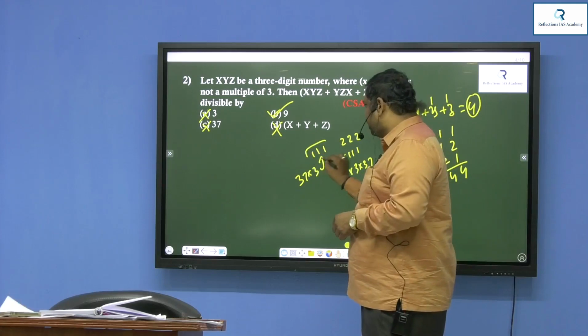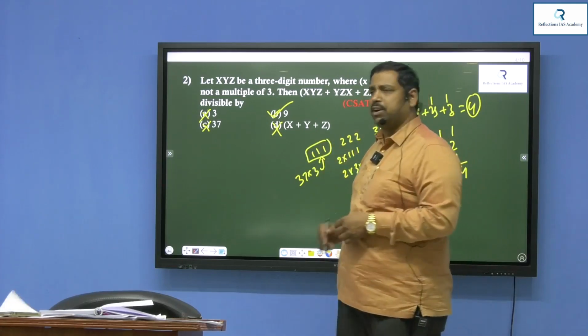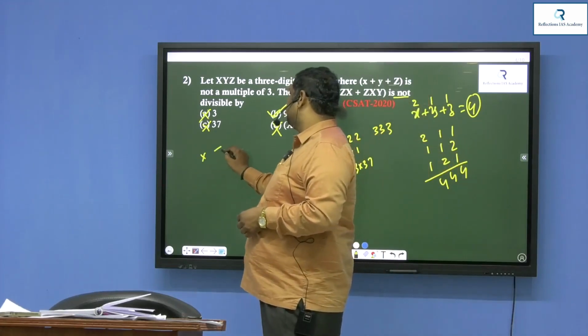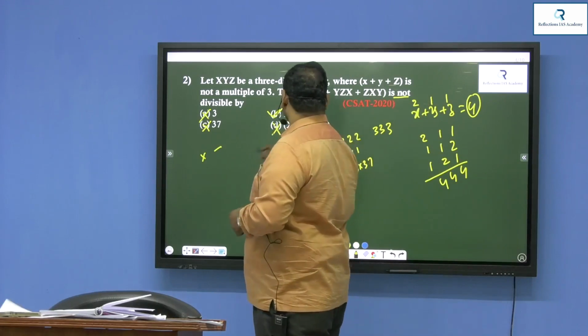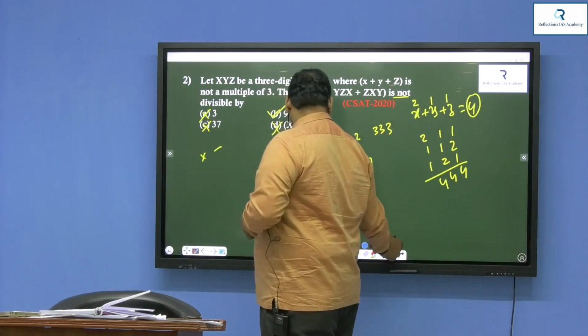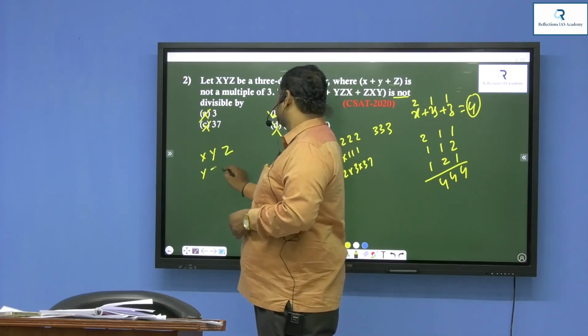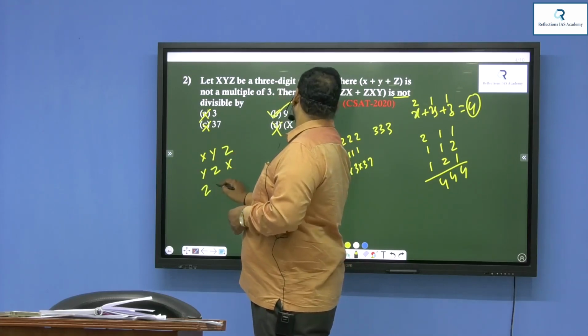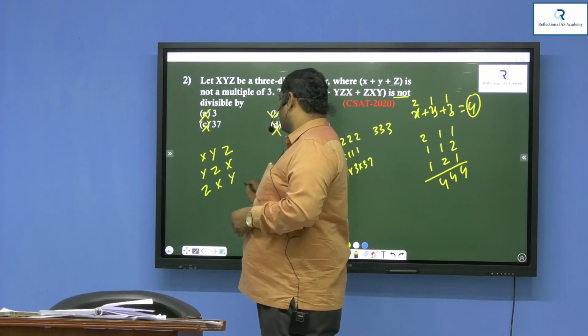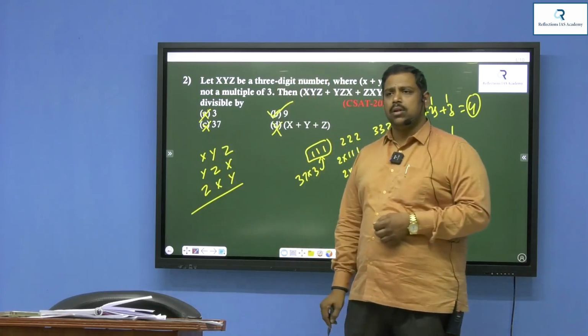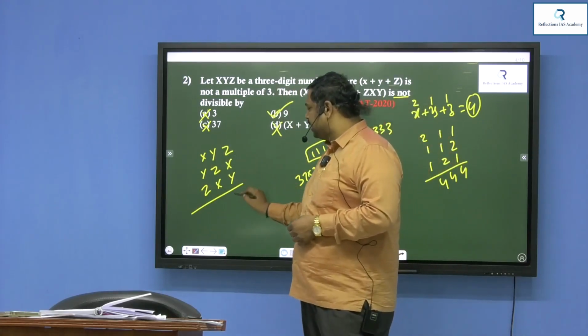So only keep this point in your brain here. Now I am going with the conventional one. So x, y, z, followed by y, z, x, followed by z, x, y. He is asking for the sum. Sum means x plus y plus z.